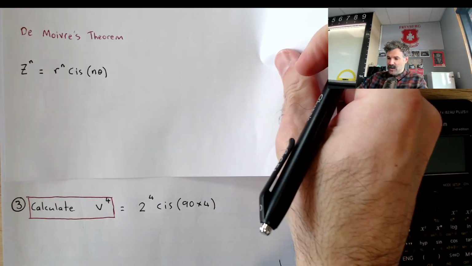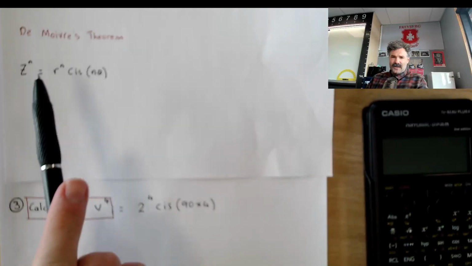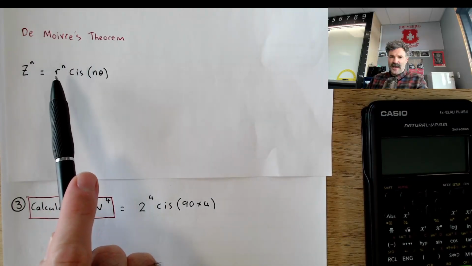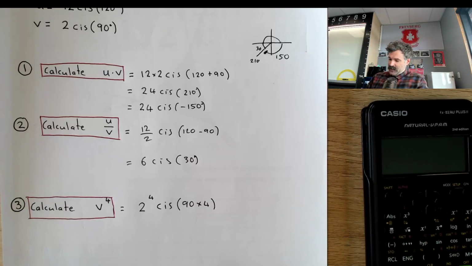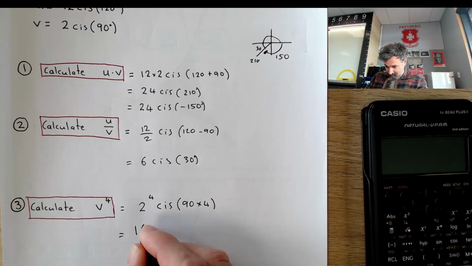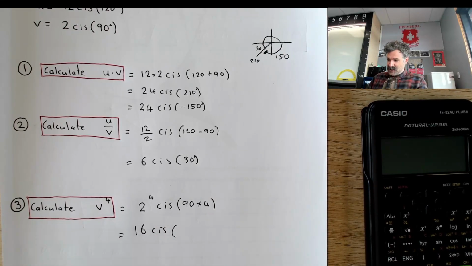It's using De Moivre's theorem here. We raise the power to the r and we multiply the power by the angle. 2 to the power of 4: 2 times 2 is 4, times 2 is 8, times 2 is 16. And 90 times 4 would be 360.